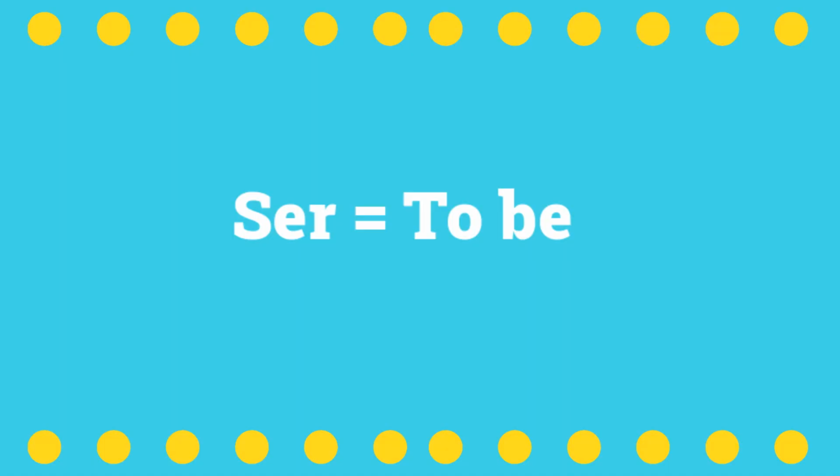Okay, so the first verb is the verb ser. And the verb ser is one of the 2 to-be verbs. And it's the one that we use when we're talking about professions, permanent things, where you're from, your nationality, your characteristics, what you look like. It's a really common verb and it's used a lot in español. So it's a really handy one to learn right from the beginning.